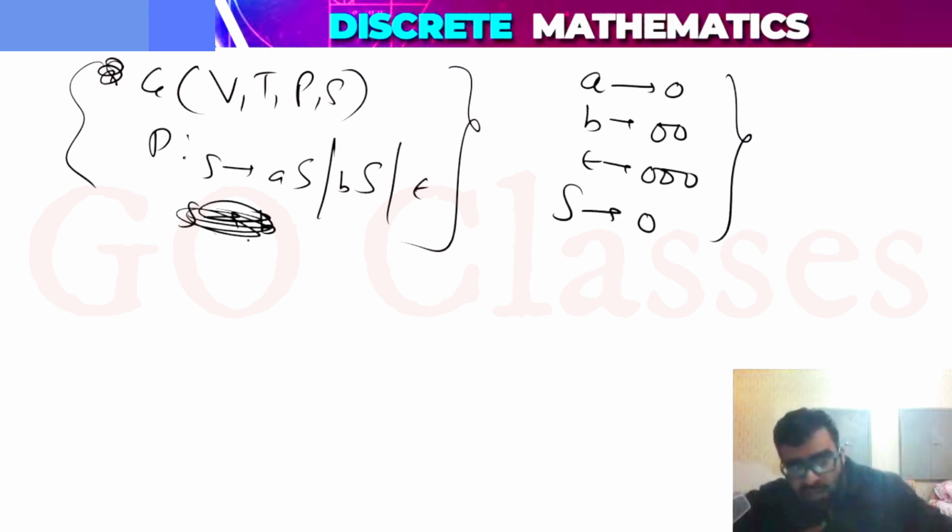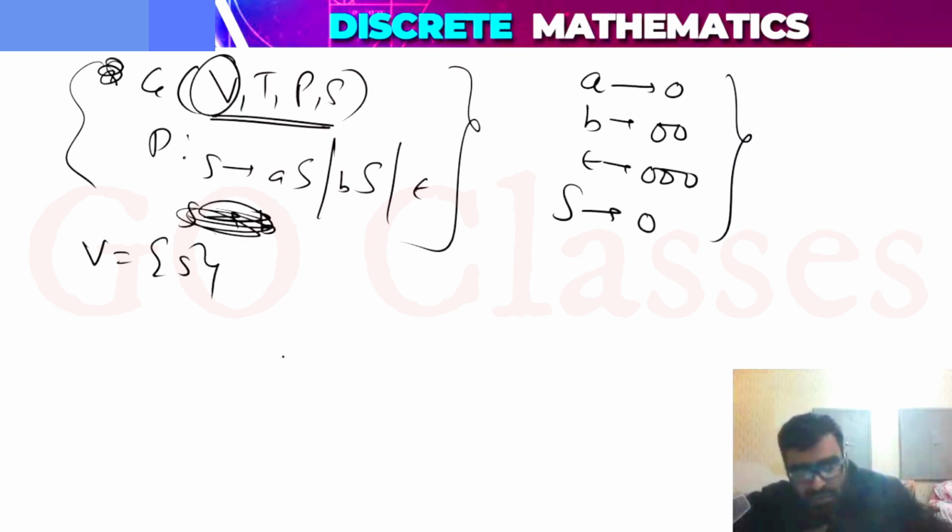I will encode this grammar into binary encoding. How will I do it? Basically, first I will define what V is. My encoding will go like this: first it will encode V. So I will ask, how many non-terminals do I have? Only one non-terminal. So I will write 0. This first element, this 0, will tell me how many non-terminals I have. So this is telling me the cardinality of V.